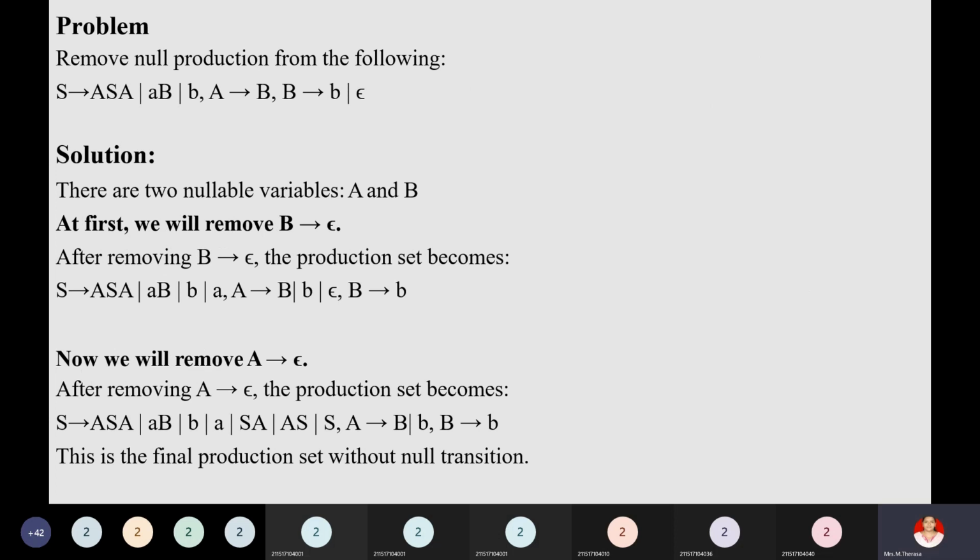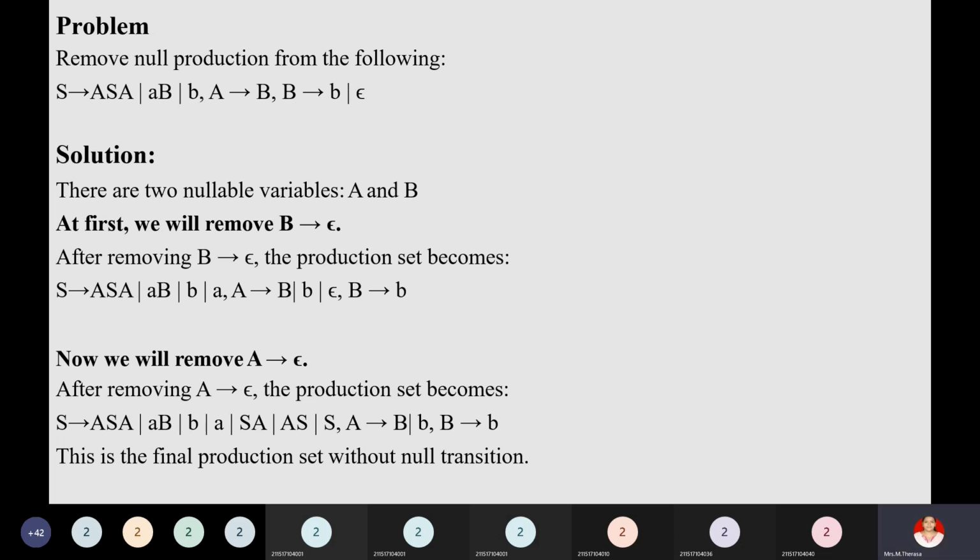Remove null production from the following grammar. S tends to ASA or AB or B, A tends to B, B tends to epsilon. See, straight away you can see that B tends to epsilon is given, so this B is a nullable variable. Similarly, A tends to B is given, so you can replace this B by epsilon, so A becomes nullable. There are two nullable variables. What are they? A and B.